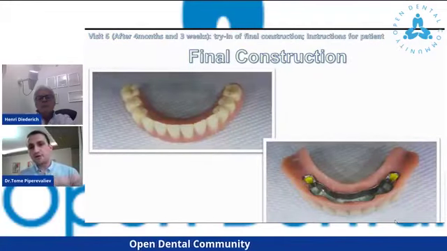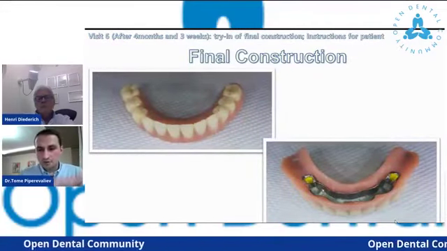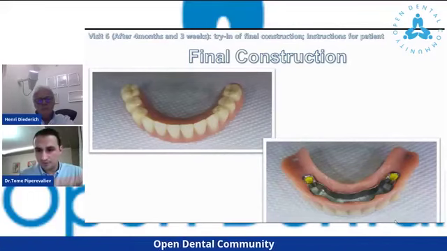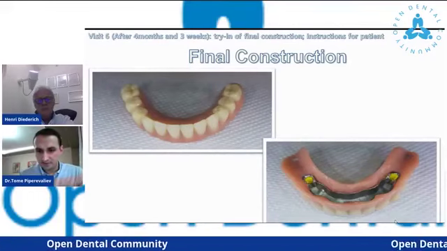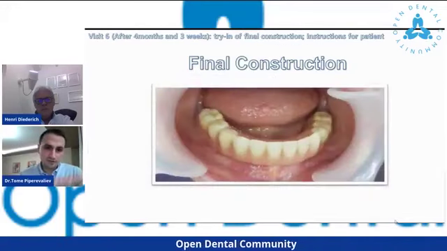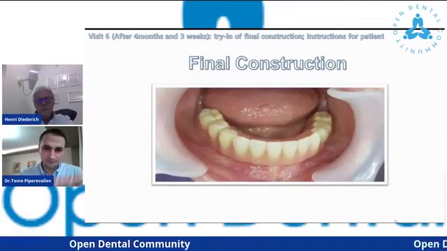And here we can see the final construction. In the lower picture, we are seeing the inside surface of the denture with clips inside. And that's the final construction inside the patient's mouth.